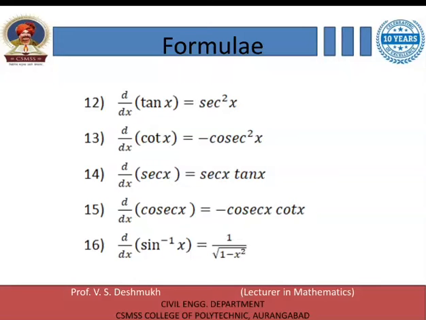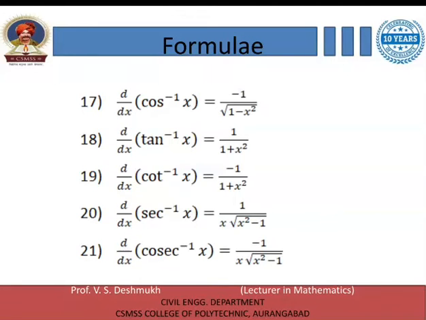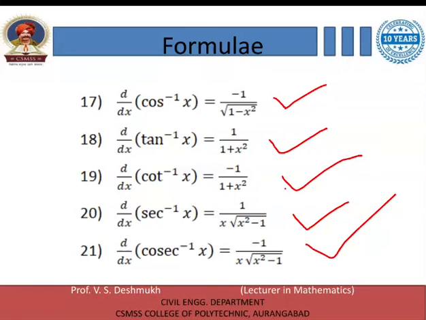Derivative of sine inverse x is 1 upon root of 1 minus x square. Derivative of cos inverse x is minus 1 upon the root of 1 minus x square. Derivative of tan inverse x is 1 upon 1 plus x square. Derivative of cot inverse x is minus 1 upon 1 plus x square. Derivative of sec inverse x is 1 upon x into the root of x square minus 1. Derivative of cosec inverse x is minus 1 upon x into the root of x square minus 1.